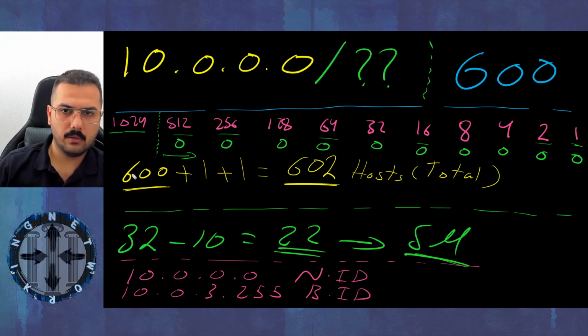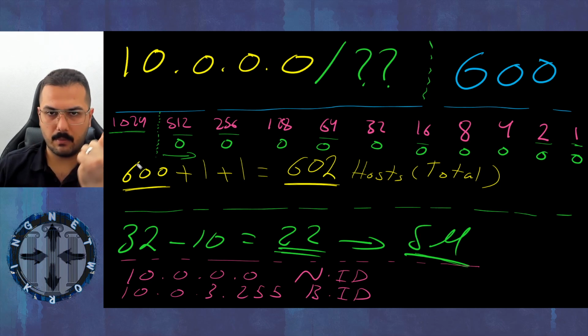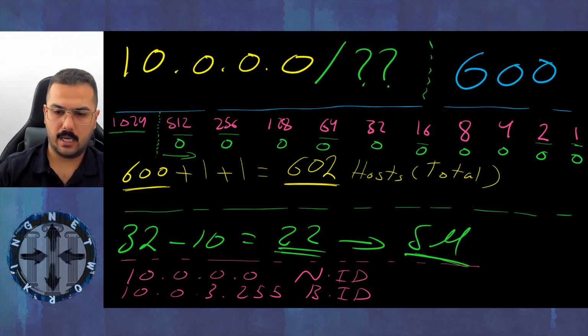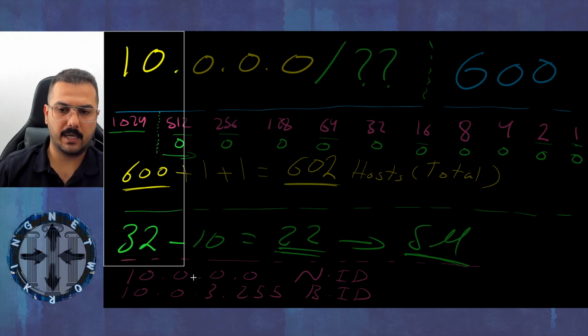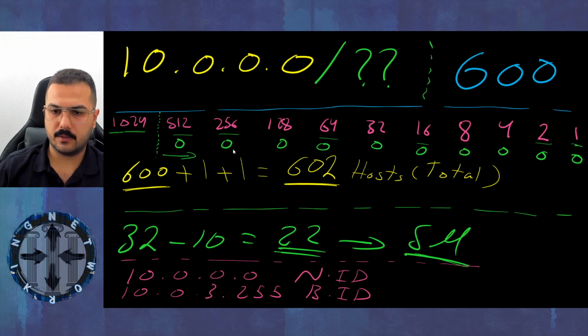Yes, you will reach a level where by seeing the subnet mask, you will immediately know the broadcast ID. And this comes from practicing and practicing only. All right? See you in the next video.